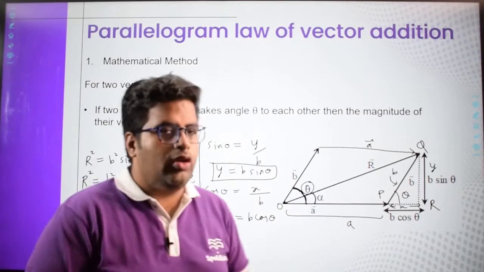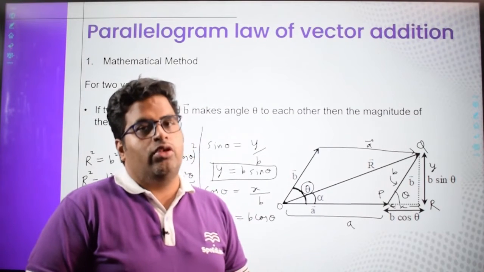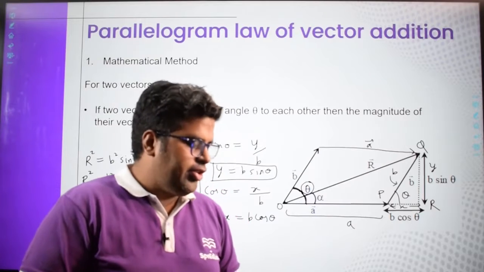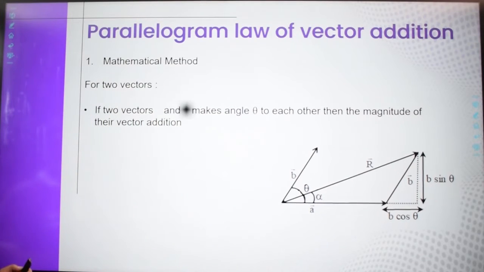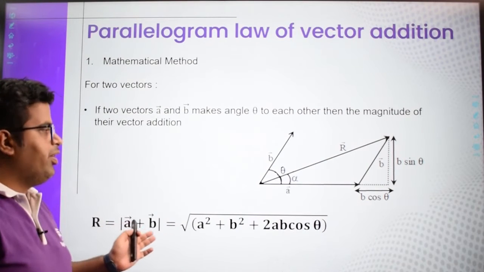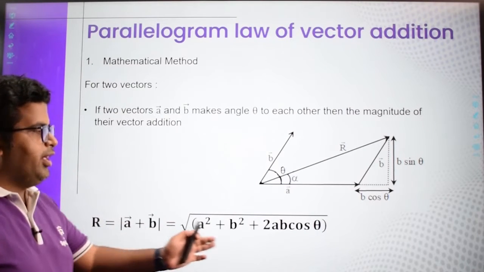So this is how we are going to calculate the magnitude of the resultant vector using the parallelogram law of vector addition. This is your formula, the magnitude of A vector plus B vector, which is R, and that's your final outcome.